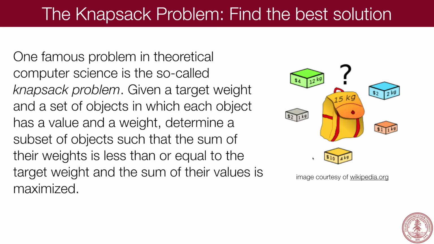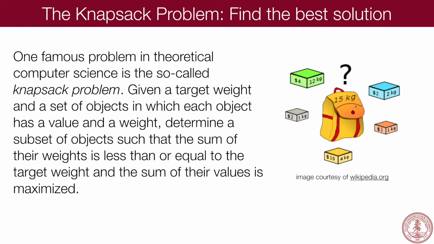Here's how it goes. Given a knapsack or a backpack, the backpack can hold some amount of weight. And you have a whole bunch of things that you might carry in that backpack, and they each have their own value. For instance, this one has a weight of 12 kilograms and a value of 4. This one has a weight of 2 kilograms and a value of 2. So this is worth more per kilogram. In fact, this one is $2 as well, but only 1 kilogram.